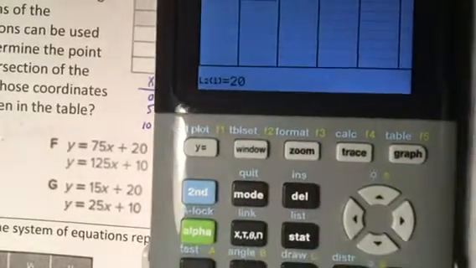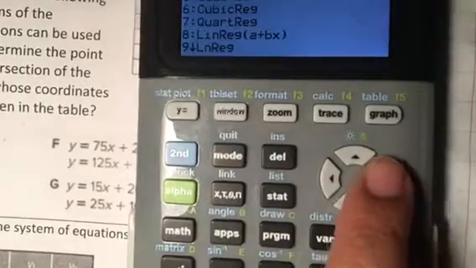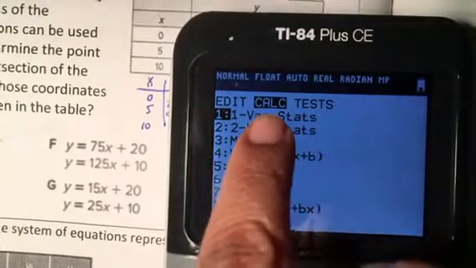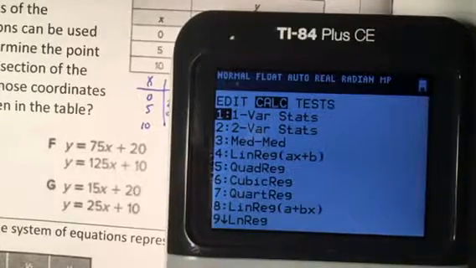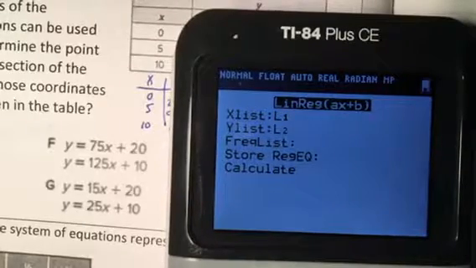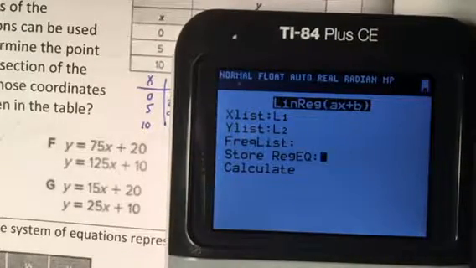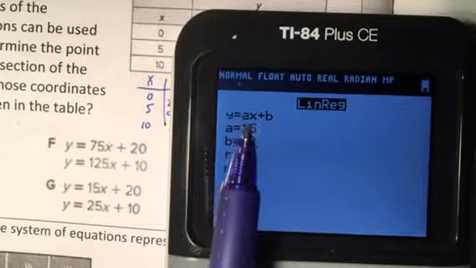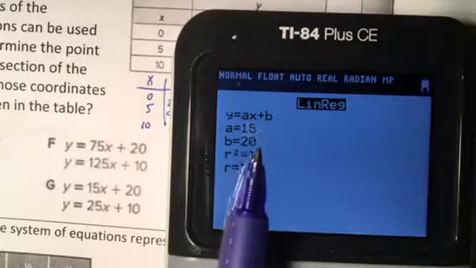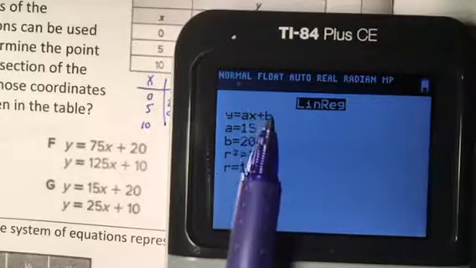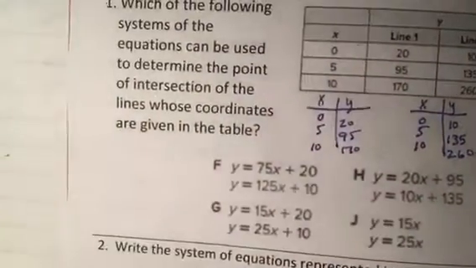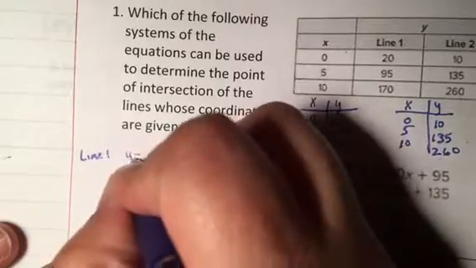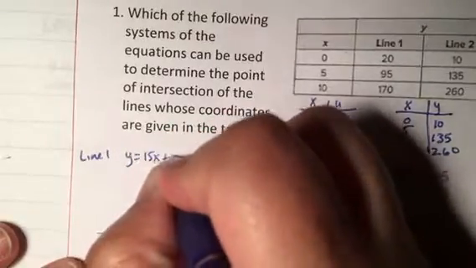Okay, the next step is to press stat. You're going to go to the right. Now this is why it has calc in parentheses, because it's going to calculate something for us. We're going to press the number 4. This screen will come up, and you're going to press enter 5 times. So if I were to plug in my A, it would be y equals 15x, and if I were to plug in my B, it would be plus 20. So that's my first line. So line 1, its equation is y equals 15x plus 20.